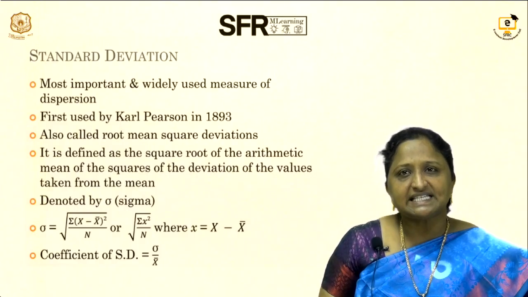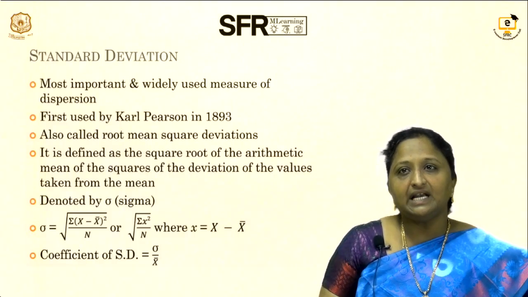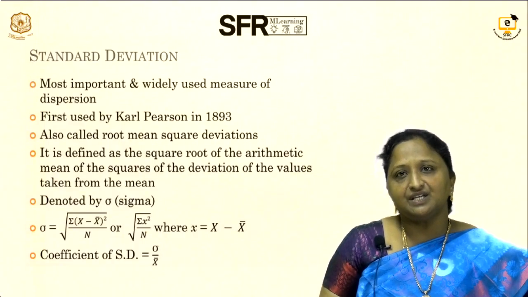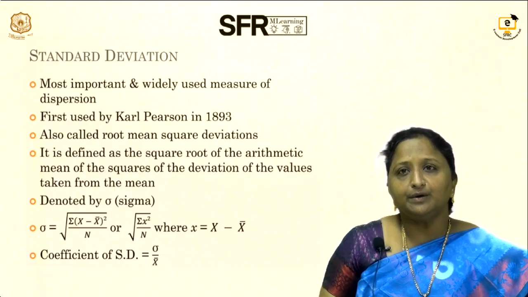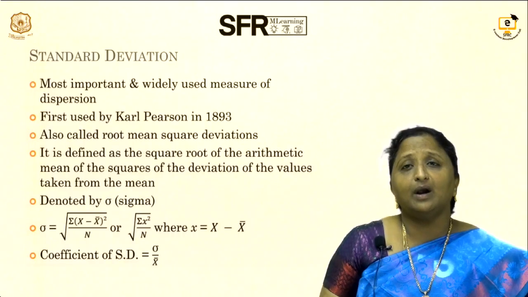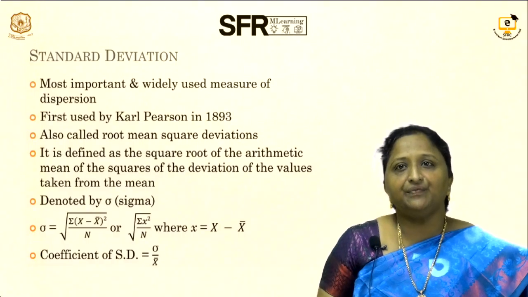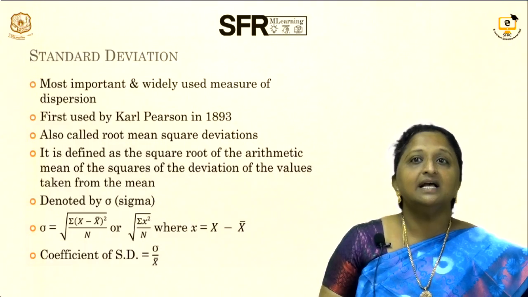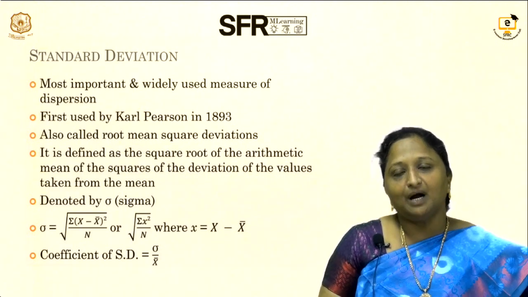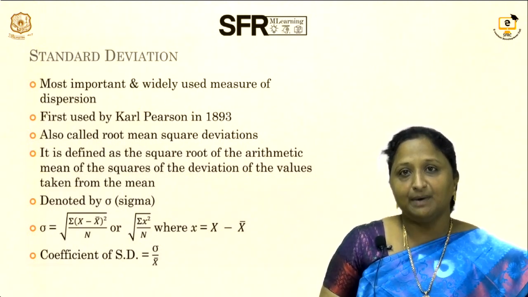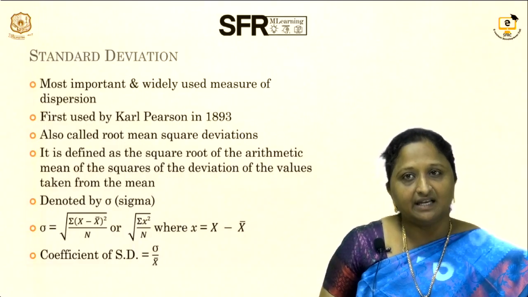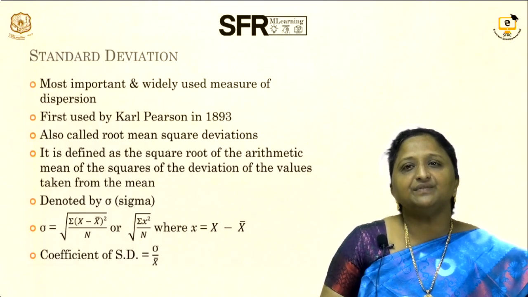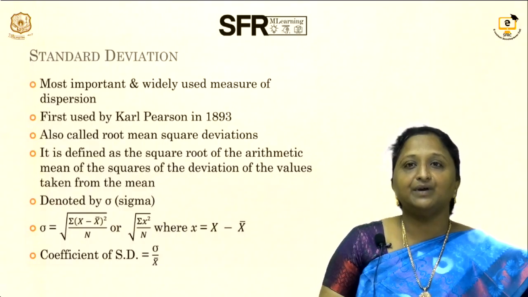Next we are going to check the standard deviation. It is the most important and widely used measure of dispersion, first used by Karl Pearson, and is also called root mean square deviation. It is defined as the square root of the arithmetic mean of the squares of the deviations of the values taken from the mean. It is denoted by the symbol sigma. Now the coefficient of standard deviation. The formula is sigma by the average, x bar.